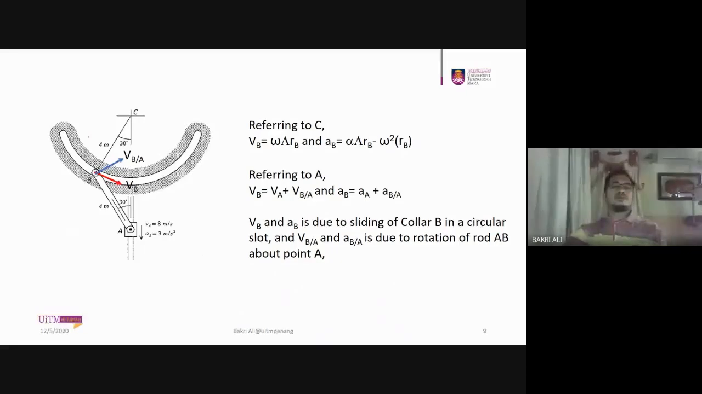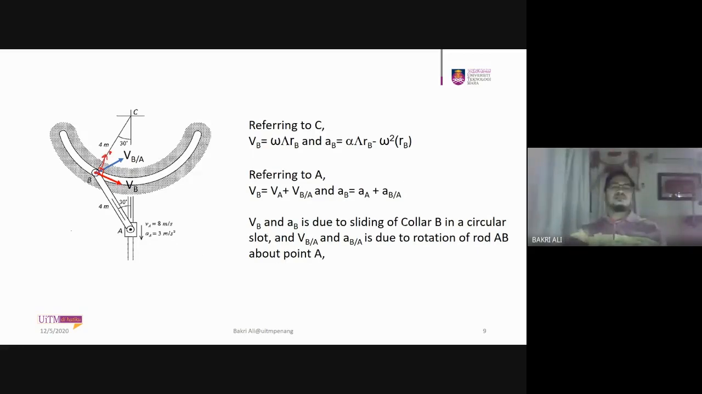Okay, so this is another problem, but this one is quite simple. If we refer to point C, so this is point C, even though there is no radius, this is the circular slot with the fixed radius of 4 meters. So we can treat this as the normal and tangential components. So of course it will have the absolute velocity of B due to the rotation about point C, which is perpendicular to the radius, and of course acceleration also tangent to the radius, VB and AB, and along the radius, AN, A normal.